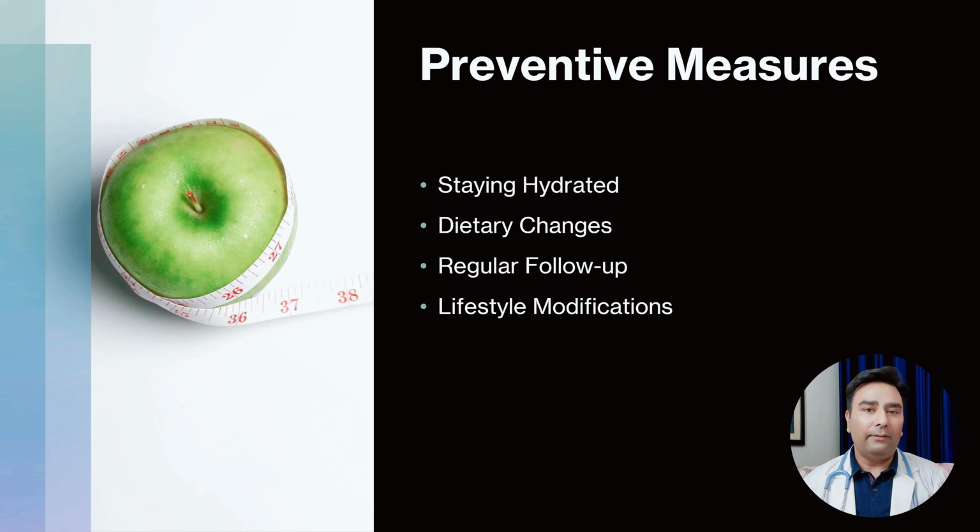Preventive measures. While CPPD disease cannot be completely prevented, individuals can adopt certain measures to manage the condition and reduce the risk of flare-ups. Here are some preventive measures worth considering. Staying hydrated. Drinking an adequate amount of fluid can help prevent crystal formation within the joints. Dietary changes. Limiting the consumption of purine-rich foods such as red meat and shellfish may be beneficial, as purines can contribute to crystal formation. Consulting a healthcare professional or registered dietitian can provide valuable guidance in developing a suitable dietary plan.